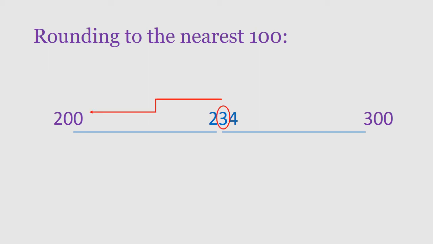I'm going to look at the column on the right hand side of my hundreds. This is the tens column. In my tens column, I have 3 digits. 3 is below 5, therefore I'm going to round this number down to 200.